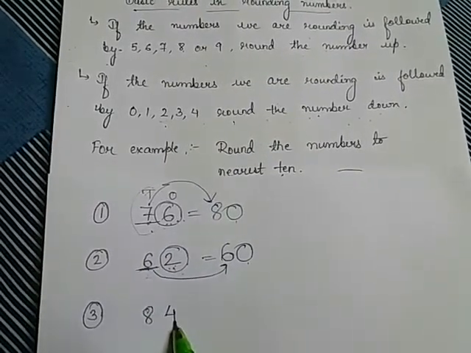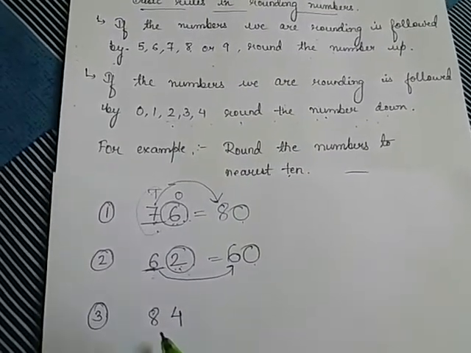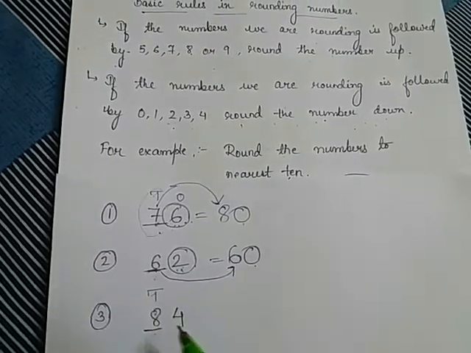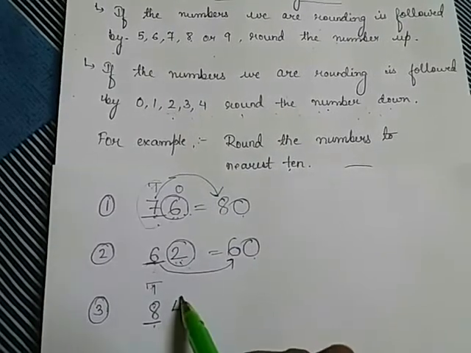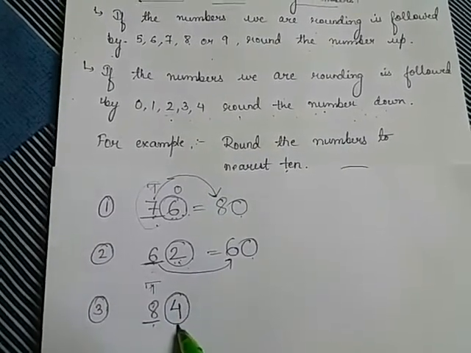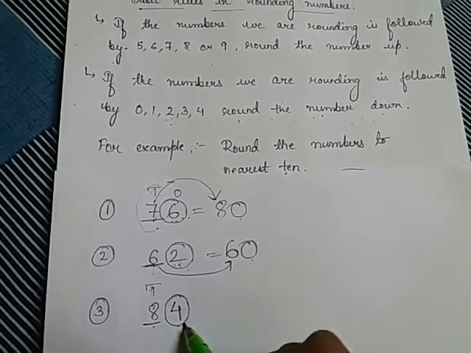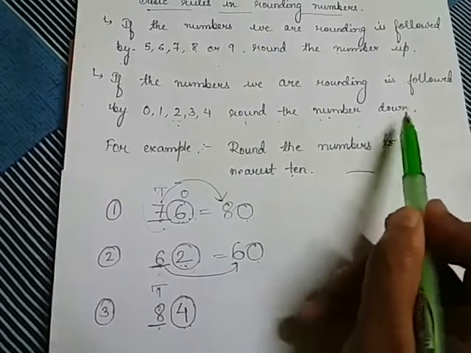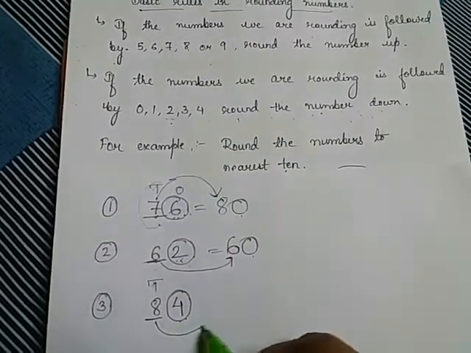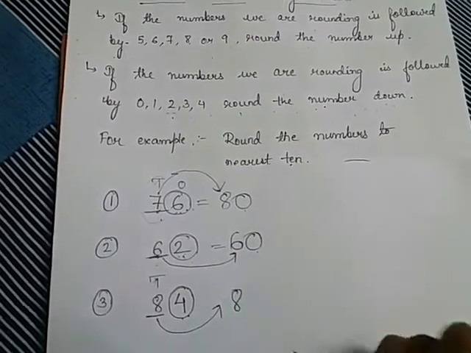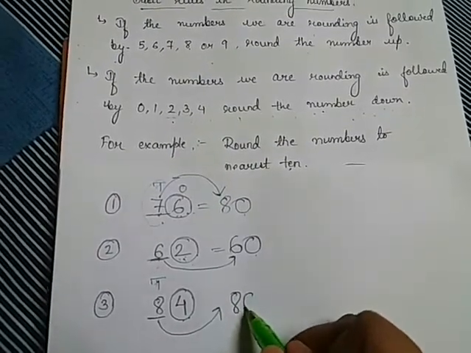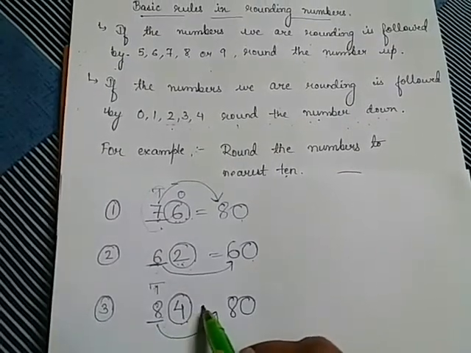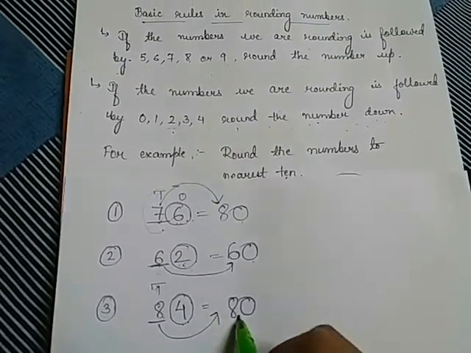Let's move to the third number. Here also the digit that we have to round off is at the tens place. In order to round this, we have to see the digit which comes right after it. This 4 again falls under the round down category. That means this 8 will remain the same, and the ones place will become 0. This is how the round off of 84 is 80.